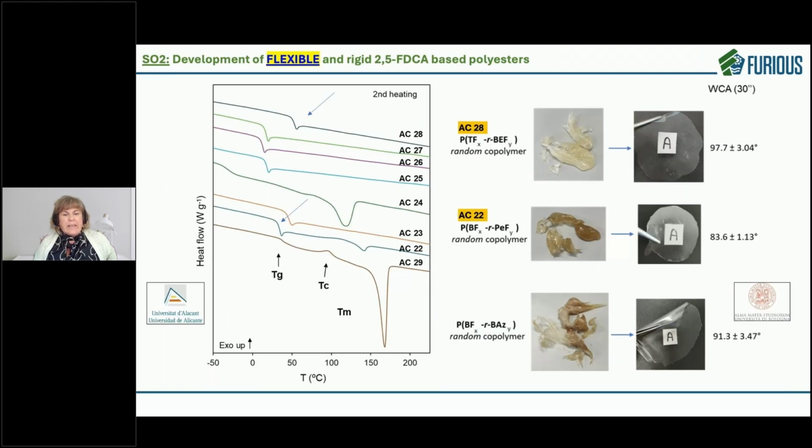Here you can see the thermal characterization carried out at Alicante University, another team present in the consortium.